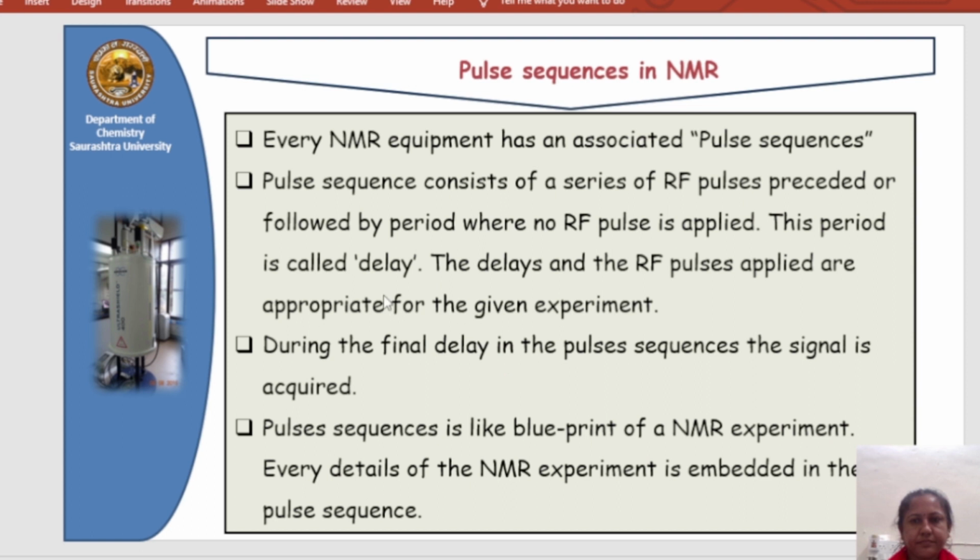During the final delay in the pulse sequence, the signal is acquired in the form of FID. It is in the form of a time domain spectrum, not a frequency domain spectrum, meaning how much time it is absorbed by the matter. That is known as FID. Now, the pulse sequence is like a blueprint of the NMR experiment, and every detail of the experiment is embedded in the pulse sequence. So it is very important.